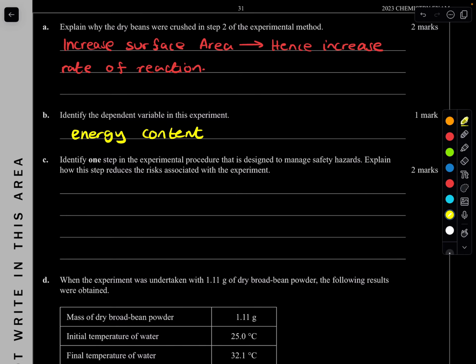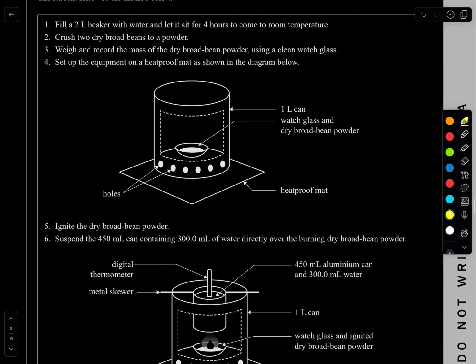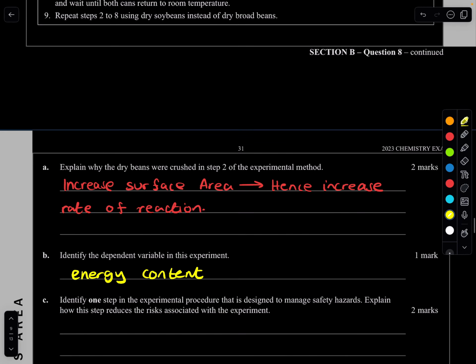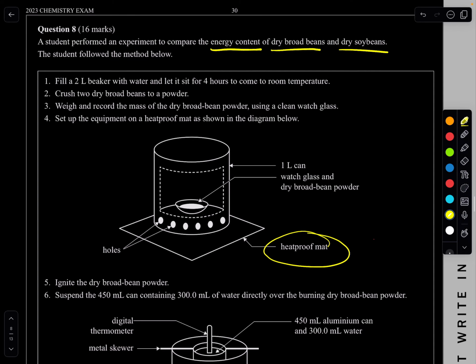Identify one step in the experimental procedure that is designed to manage safety hazards. Explain how this step reduces the risk associated with the experiment. Beautiful. I think the easiest, like we said, was the heat-proof mat. Using the heat-proof mat basically ensures the lab bench does not get heated, and hence decreases the risk of fire. It's so easy. There are other parts, of course, but I think that's the easiest one to put. Identify this one step. What step was that? So step 4. Yep, step 4.